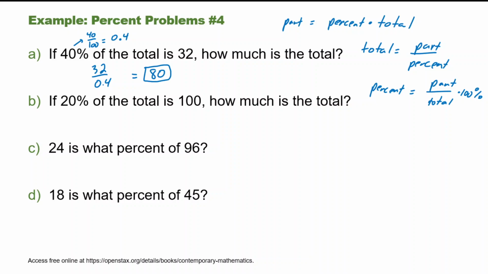Part B, if 20% of the total is 100, how much is the total? Similar to this last question, we first need to turn 20% into 0.2, because that is 20 divided by 100. And noting that the part is 100, we can say that the total will be 100 divided by 0.2. Which, if we divide those two, 100 divided by 0.2 is 500.